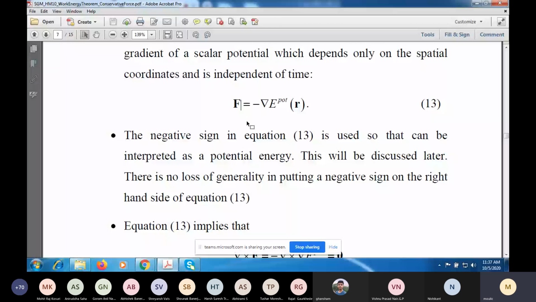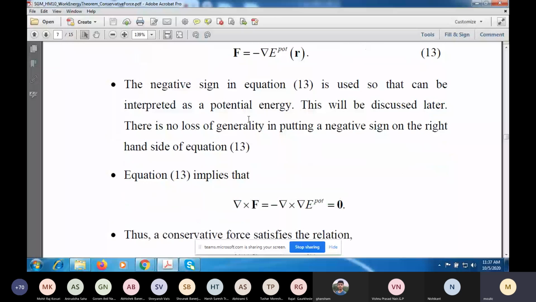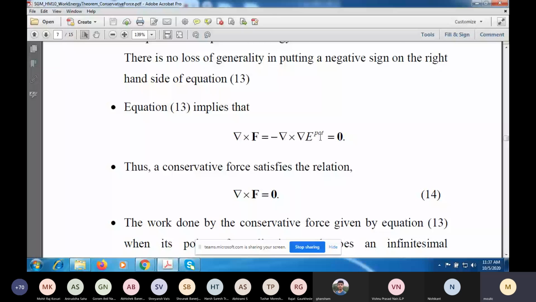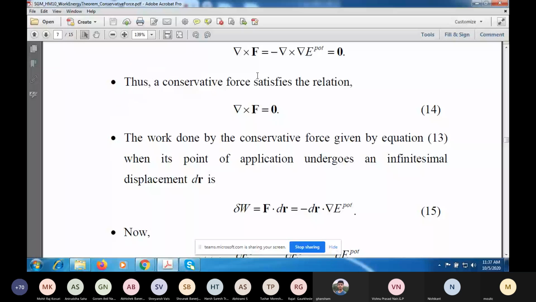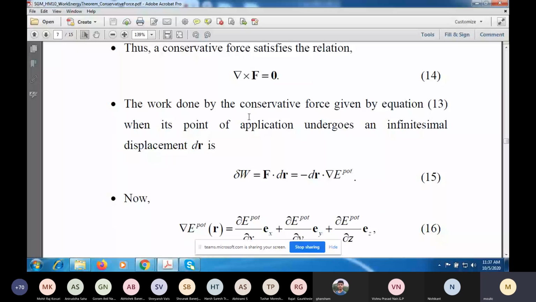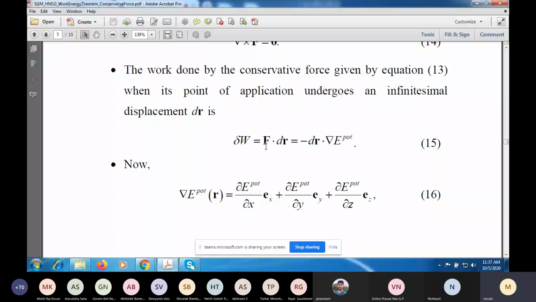Now, of course, this also implies that the curl is 0. Okay, so these are some characteristics of a conservative force. Now, what is the work done by the conservative force? Okay, instead of F, I can write minus grad of E pot. So you have dr dot grad E pot.